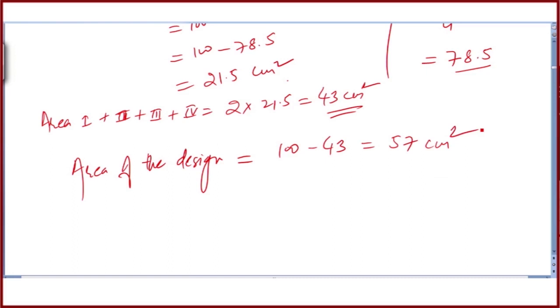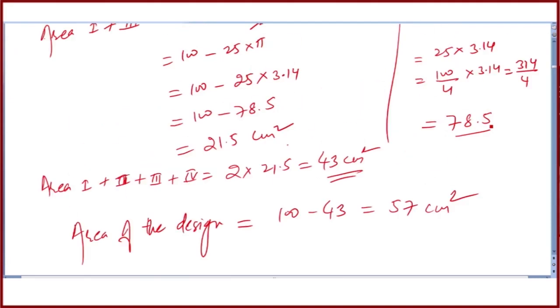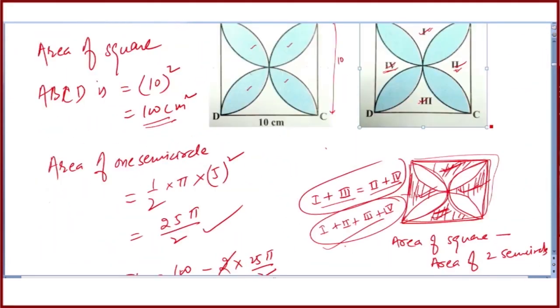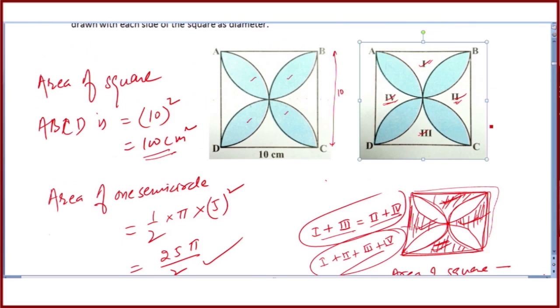So, this is the required area, or this is the shaded area, or you can say this is the area of design. How did we get this? We just subtracted 2 semicircles from this square to get these 2 areas, and then these 2 are also the same as 1 plus 3, right. Then we just doubled it and subtracted this from the square to get the area of the shaded region. Okay. Let us move to the next one.